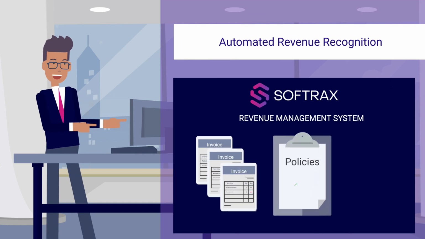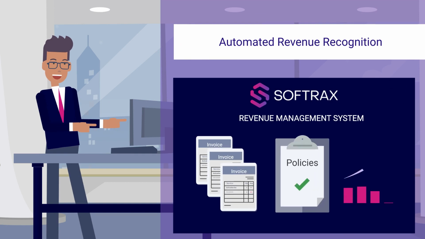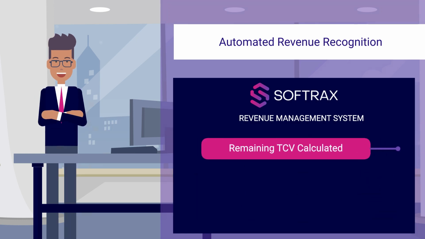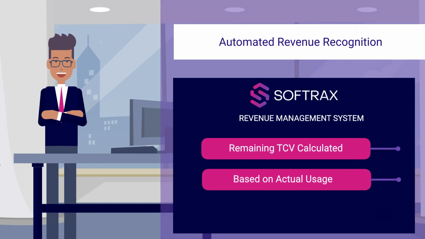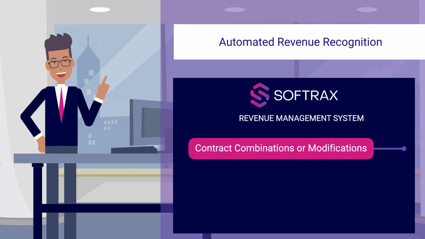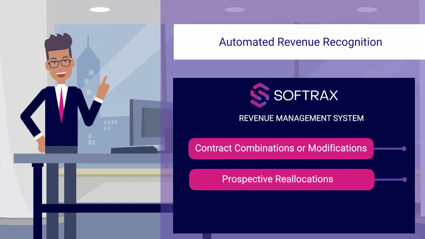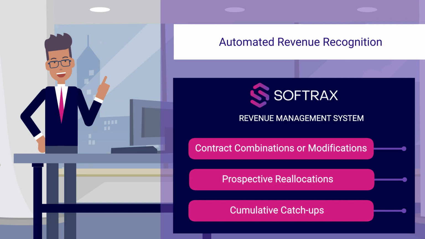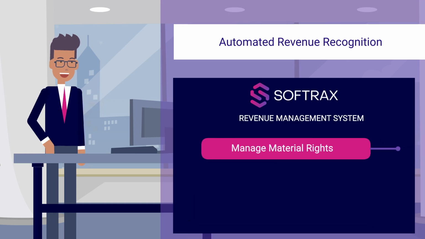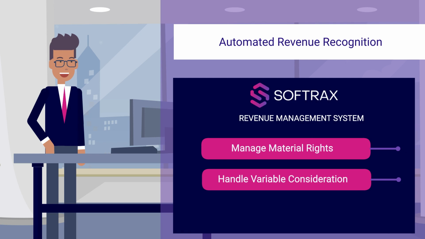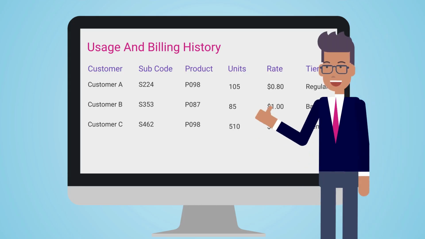And through our powerful policy-driven automation, revenue recognition is automatically calculated. RMS automatically calculates the remaining total contract value based on the actual usage that was billed. If contract combinations or modifications are needed through the life of the contract, RMS performs prospective reallocations of revenue or cumulative catch-ups as appropriate. You can also manage material rights and handle variable consideration. At any time, you can view a history of usage and amounts billed.